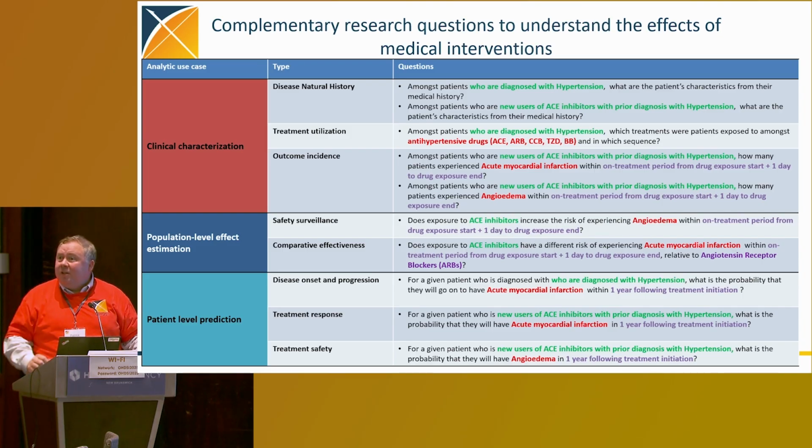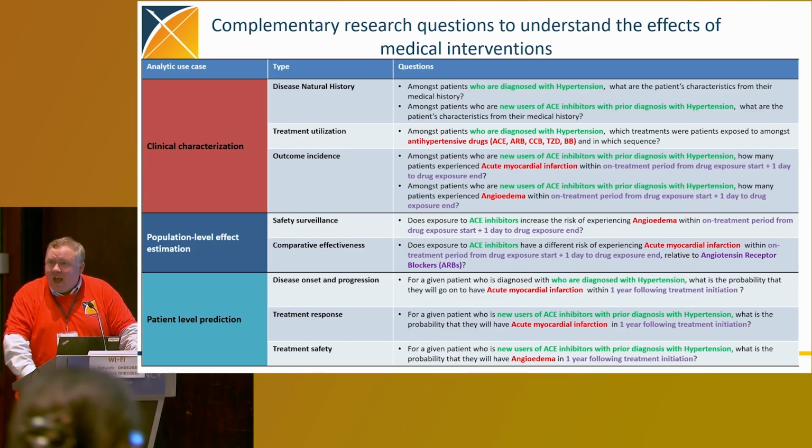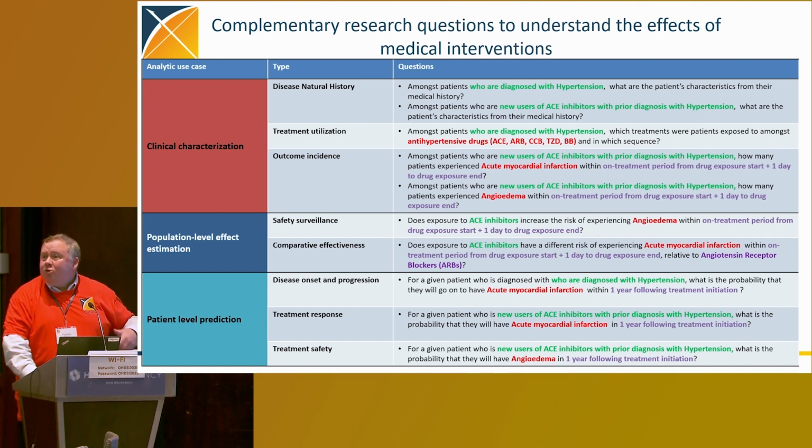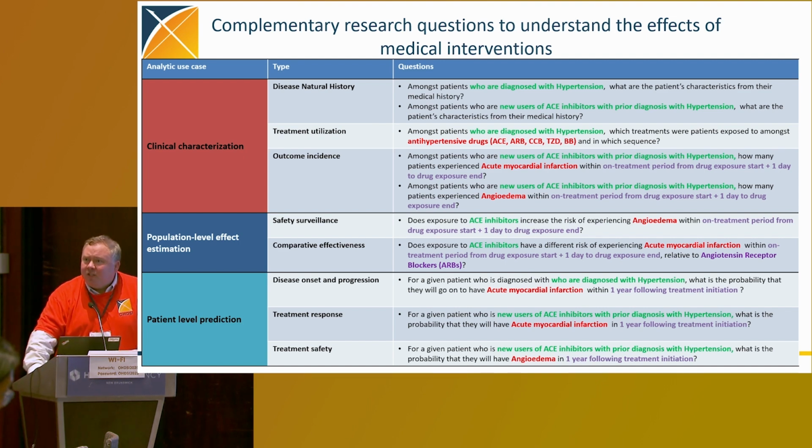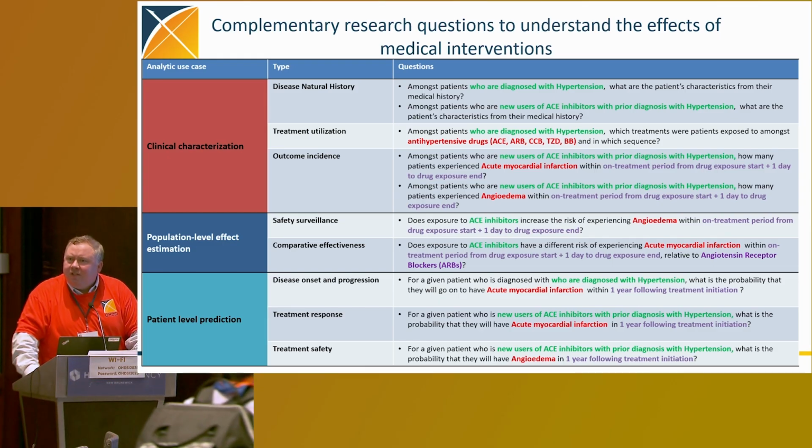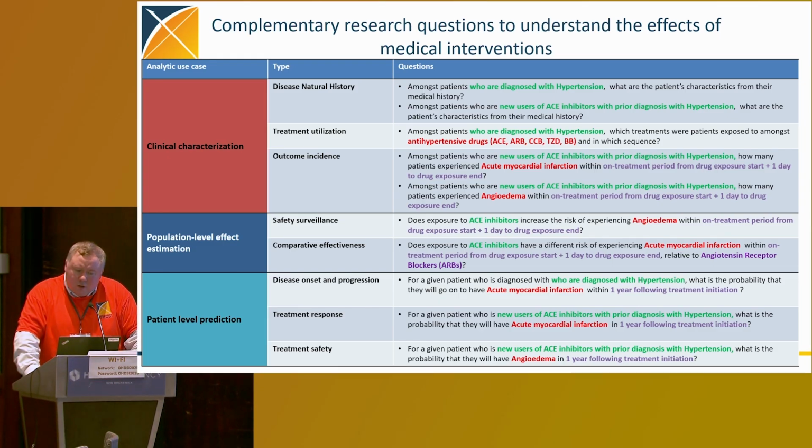I could be explicit about the fact that I want to do disease natural history, which probably means I need to understand who are the people who have hypertension. Or I need to be able to specifically characterize who are the people that are taking ACE inhibitors after they've had hypertension. I may be interested in treatment utilization, and explicitly I'd be asking a question, amongst people with hypertension, what's the series of hypertensive treatments that those patients have taken? Or I may be interested in outcome incidence, where I'm saying amongst people who are new users of ACE inhibitors, how often do we actually observe acute myocardial infarctions occurring in some period of time following exposure?